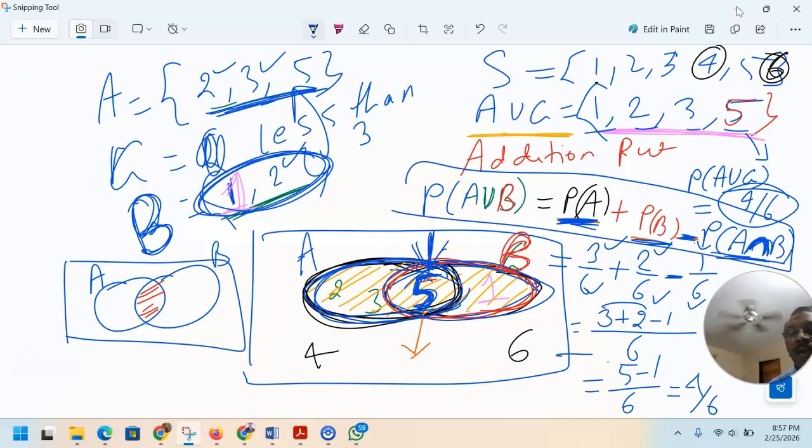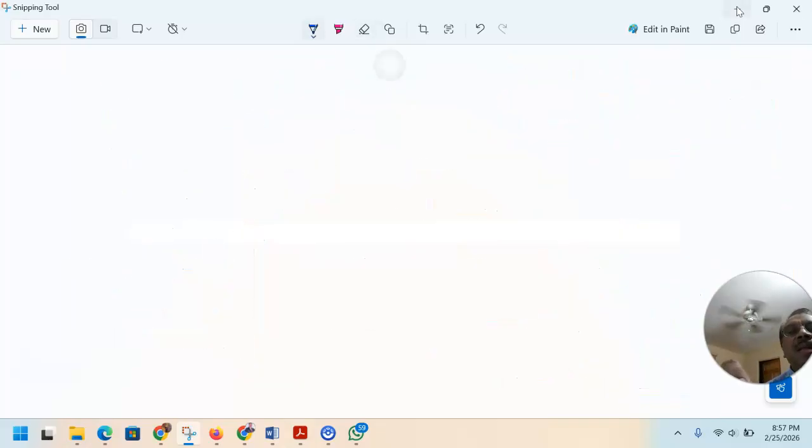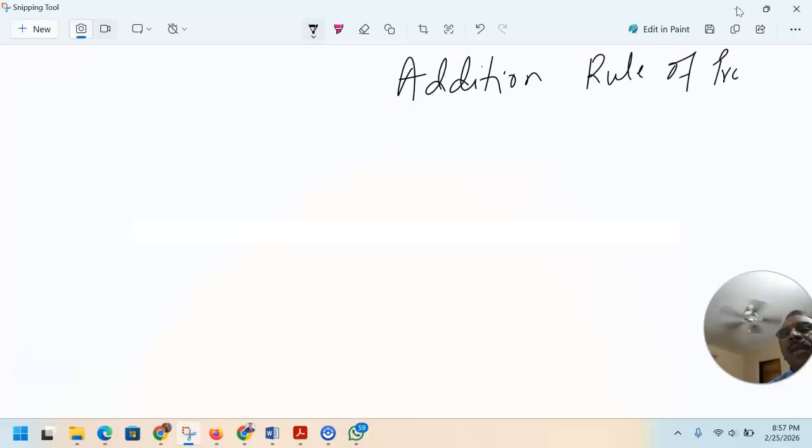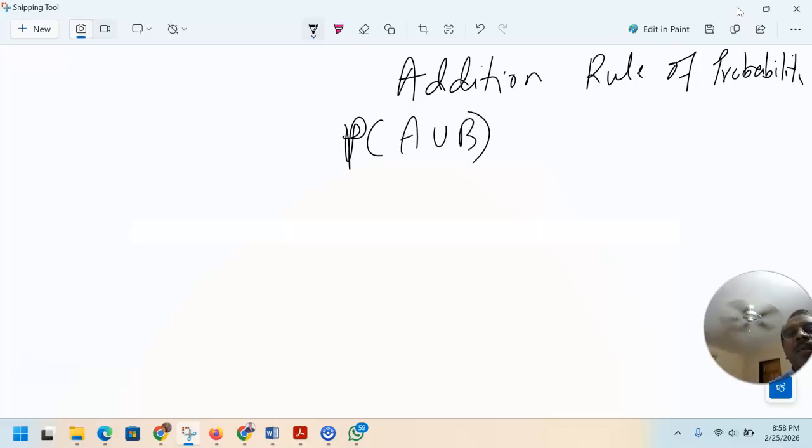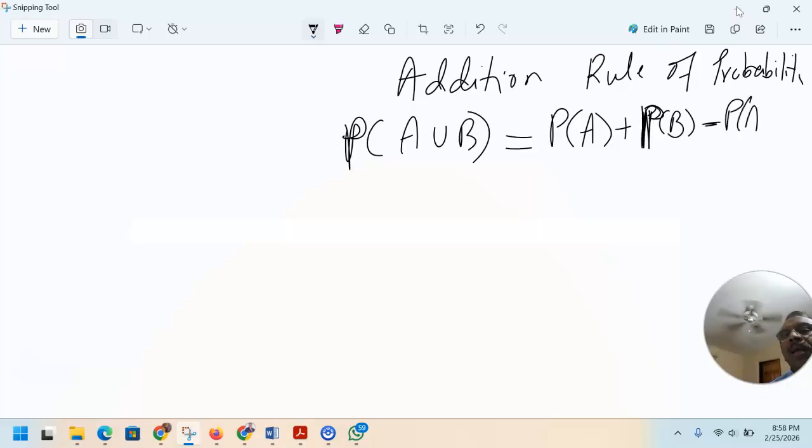So basically what we learned here, I know it is a little confusing, but that's how it is. I'll clear this to show what that addition rule is. What did we learn here is something called the addition rule. And what is the addition rule of probability? The probability of A union B is the probability of A plus the probability of B minus the probability of A and B. So that's the formula.